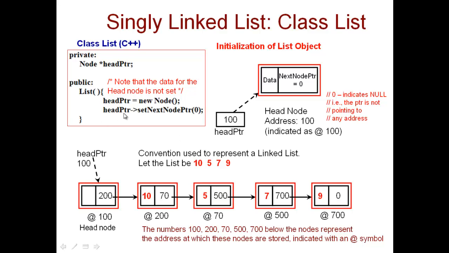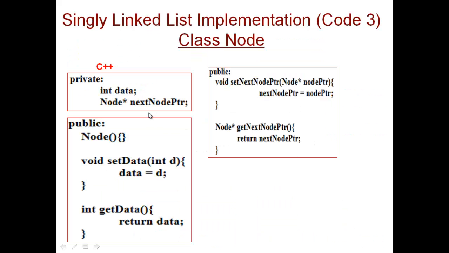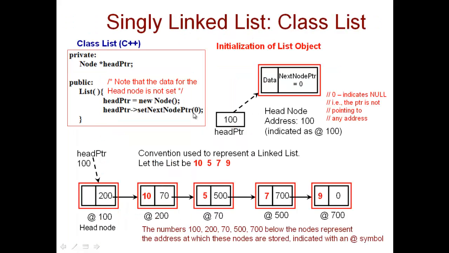So this head pointer is a pointer that stores the address of the head node, so always you have to use an arrow operator to access any member functions. So head pointer arrow set next node pointer. Set next node pointer is a member function of the node class, and we have to pass an address for the head node. And here you're going to pass 0, because basically there's no node further down. So this is initializing the list, basically the head node, and its next node pointer is set to null.